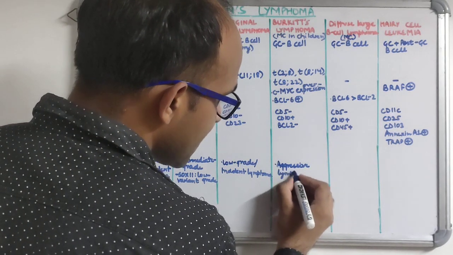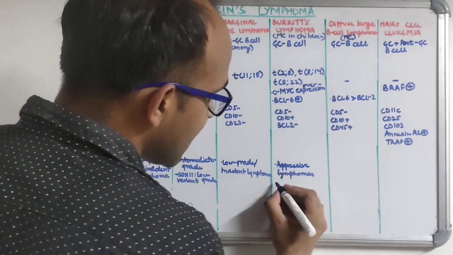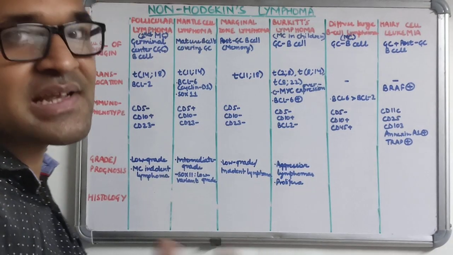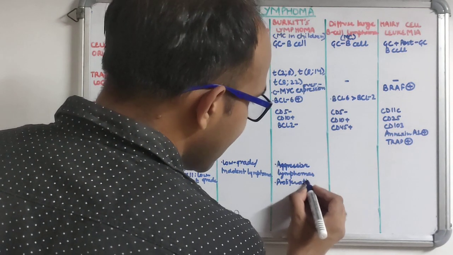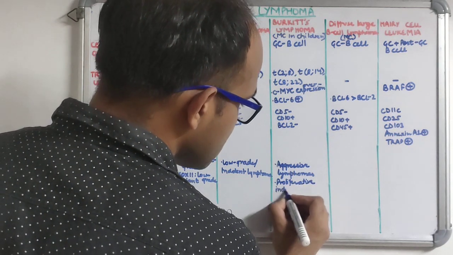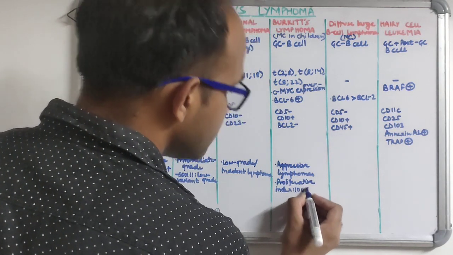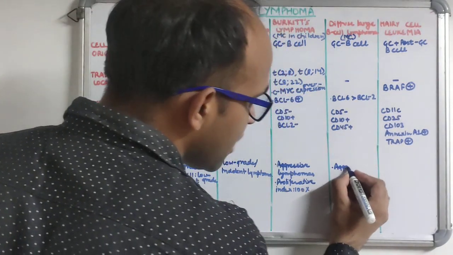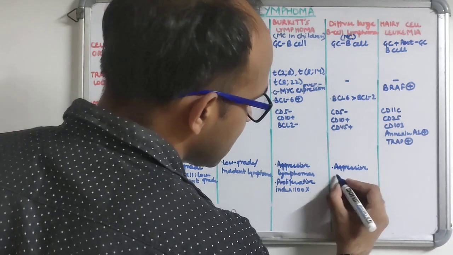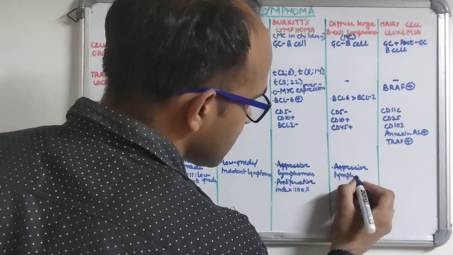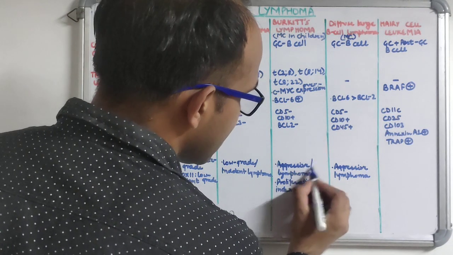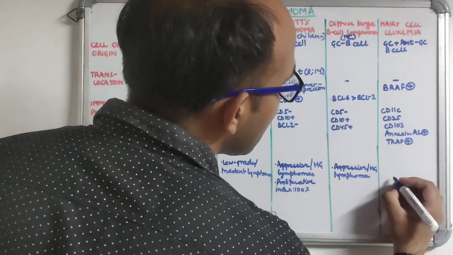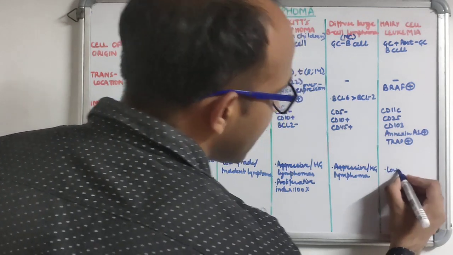Burkitt lymphoma is so aggressive that the proliferative index is 100%. The doubling time is less than 24 hours. Very rapidly growing. DLBCL, again an aggressive lymphoma, but potentially curable if treated promptly. Aggressive or high grade. Hairy cell leukemia, again, is a low grade or indolent lymphoma.